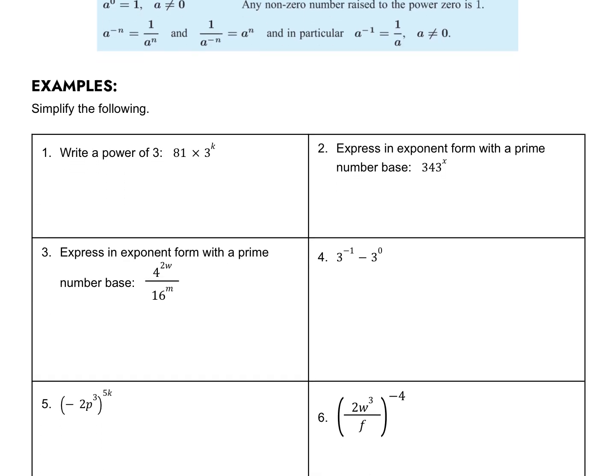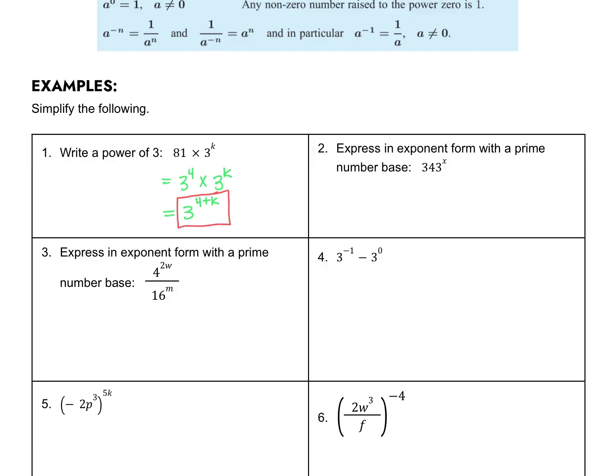So example number 1, it says write as a power of 3. So we need to write it as a power of 3. So we have 81 times 3 to the power of k. Well, 81 written as a power of 3 is 3 to the power of 4. And if we have 3 to the power of 4 times 3 to the k, remember when you multiply like bases, you keep the base and you add the exponents. There's my answer as a power of 3.